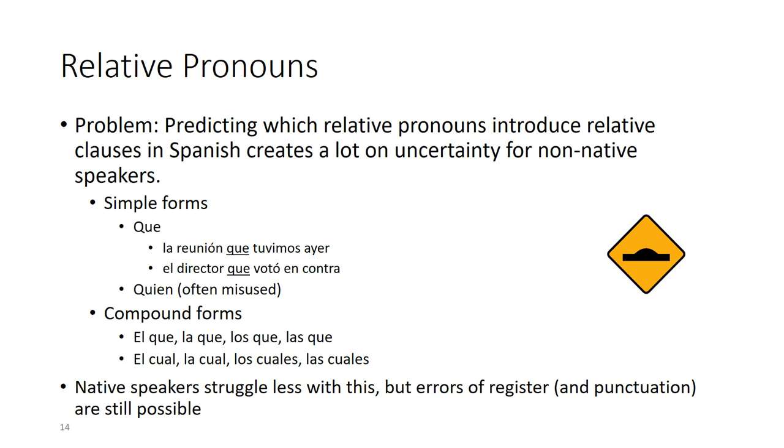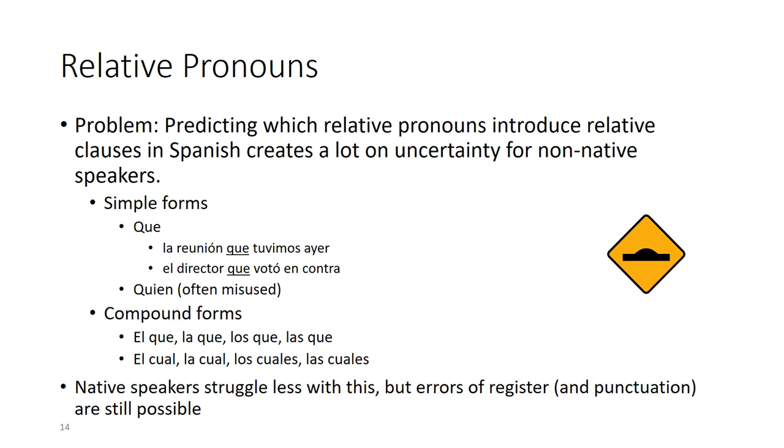Just to give you a quick example, a lot of people think that the rule is that you use quién whenever the antecedent is a person. So they might say, el director quien votó en contra, especially when they're trying to be careful. There's a phenomenon known as hypercorrection, but you don't use quién in that syntactic structure. El director que votó en contra, even though it's a person. So there are many complicating factors.